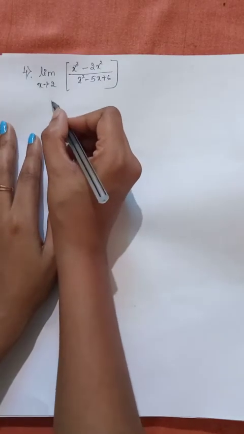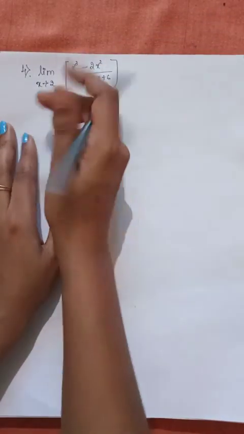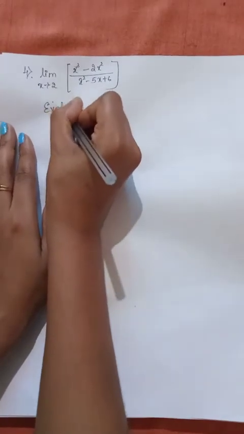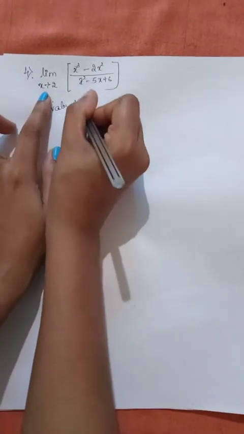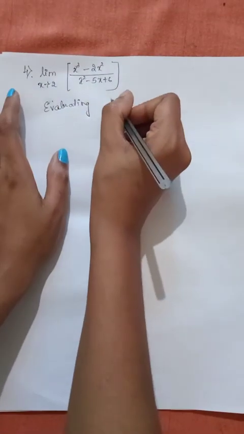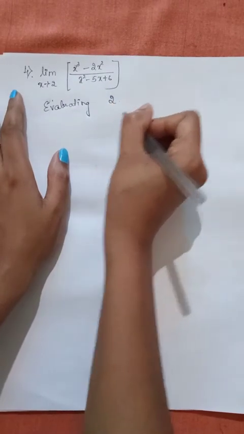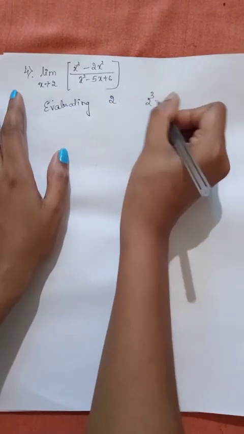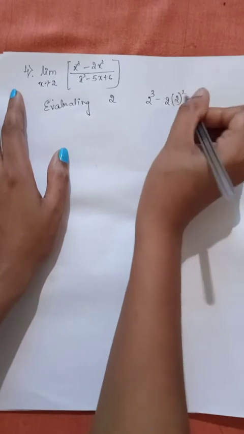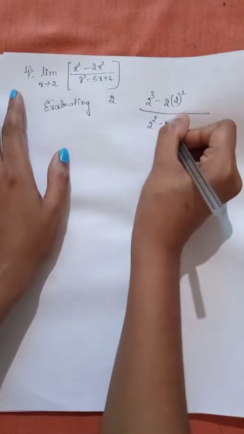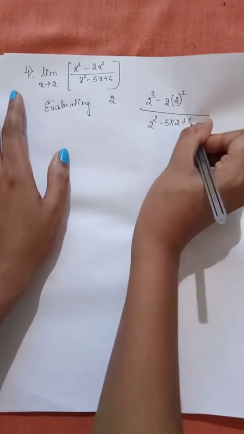Now what you have to do? First step, since it is a rational function, evaluate at 2. Since x is tending to 2, the same question, same limit. So what you have to do? 2 cube minus 2 into 2 square divided by 2 square minus 5 into 2 plus 6. So what will you get?